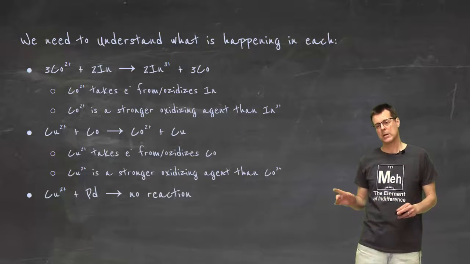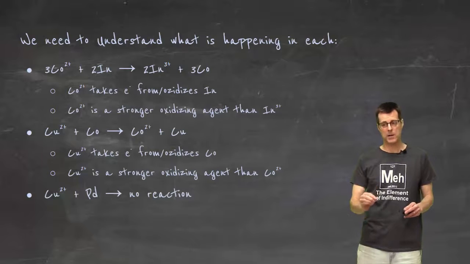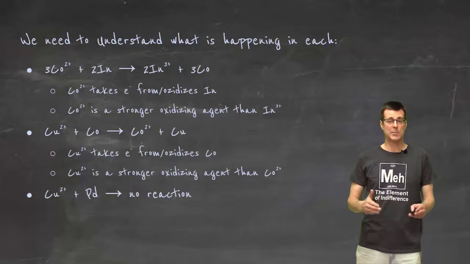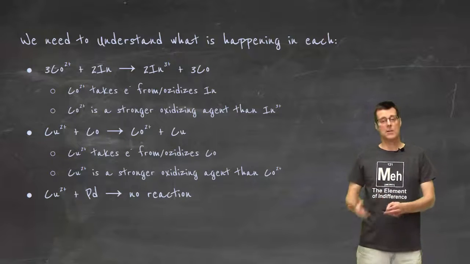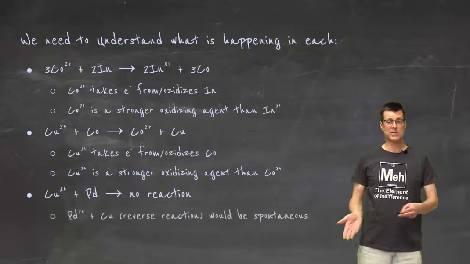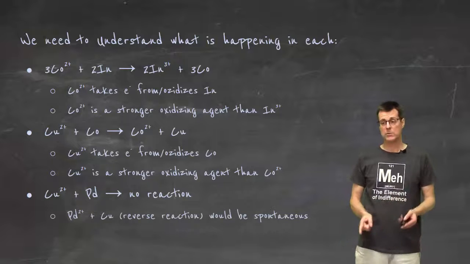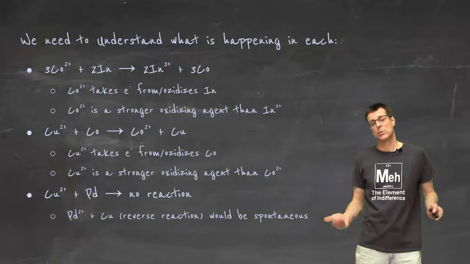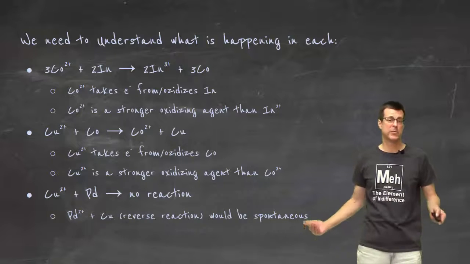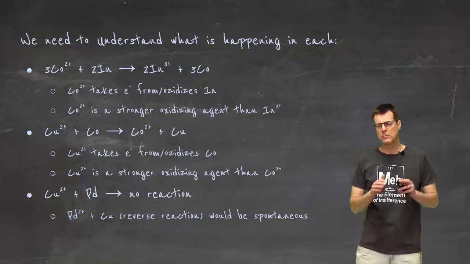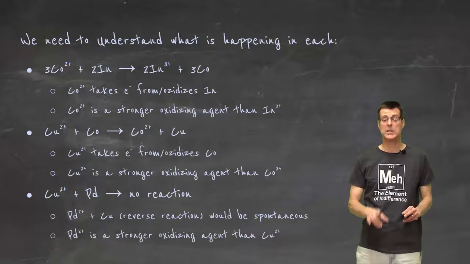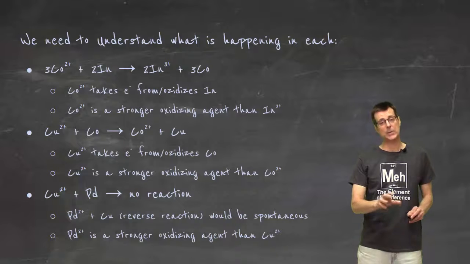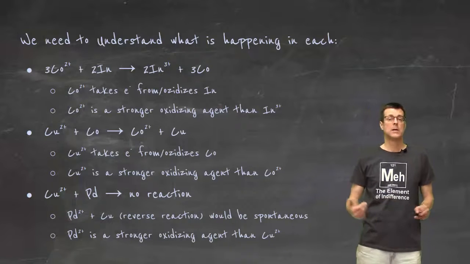And then I've got copper ion and palladium, Pd is palladium, no reaction. That means that copper cannot oxidize palladium. That means that the reverse direction, where palladium, and you might not know the charge on palladium, that's okay, I didn't either, I just made that up for convenience's sake, that reaction would be spontaneous. And as a spontaneous reaction, that means that palladium ion would oxidize the copper.